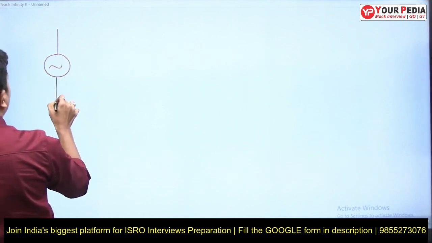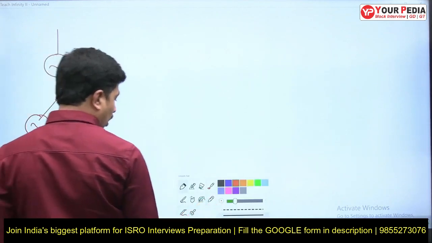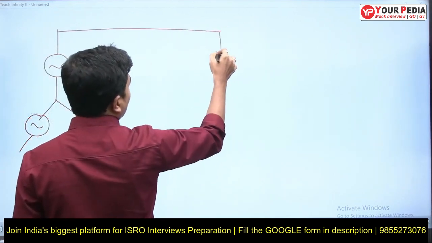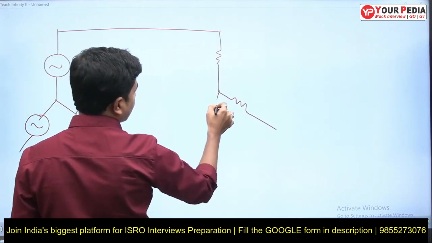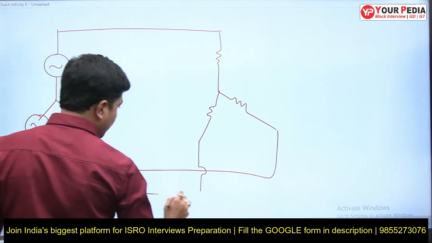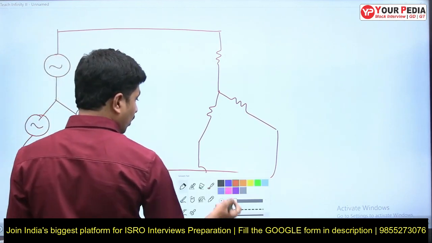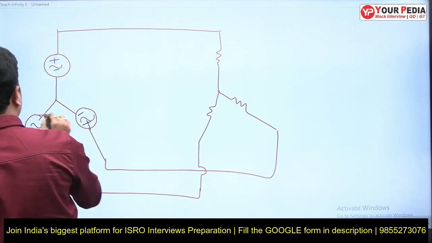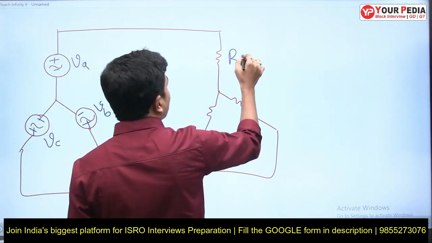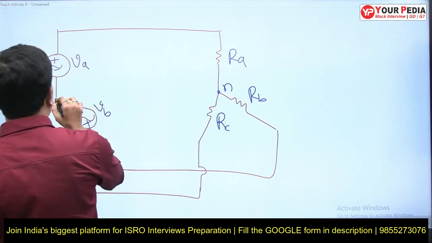I'm taking a star connected source. This is the wire that is getting connected between source and load, and here I'm taking a star connected load also. Be careful while connecting. Phase A is given to A of load, phase B is given to B of load. Like that we have to maintain that sequence. This is VA, this is VB, and this is VC. This is RA, this is RB, this is RC. This is the neutral point of the load. This is the neutral point of the source.